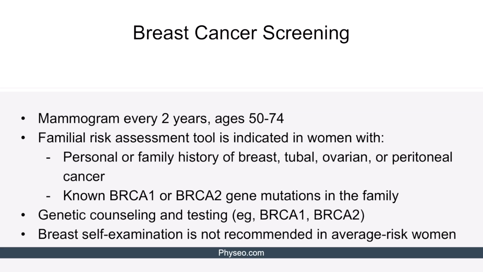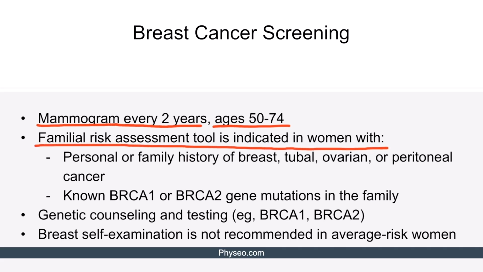Now we're moving on to breast cancer screening. Breast cancer screening guidelines vary from one medical organization to another. Generally speaking, breast cancer screening in the general population is accomplished with a screening mammogram that is performed every 2 years in women who are between the ages of 50 and 74. A familial risk assessment tool is indicated in higher risk women.